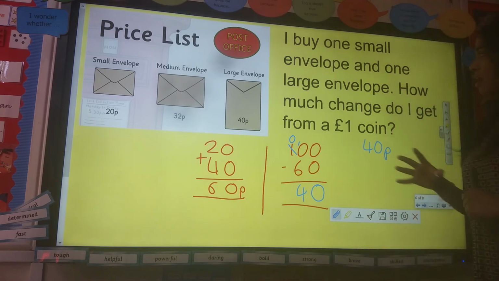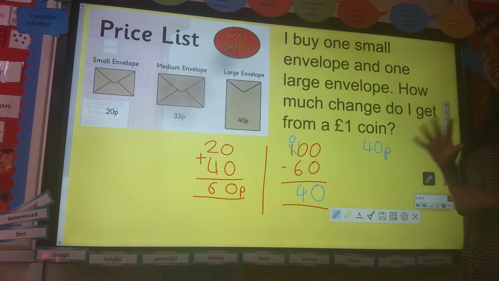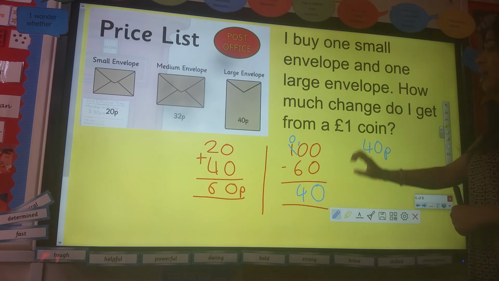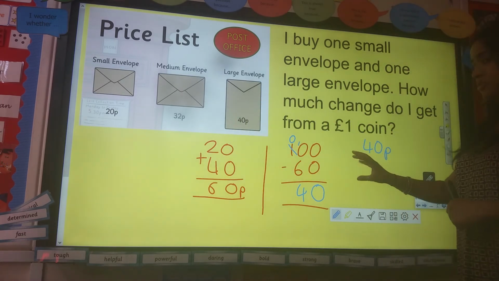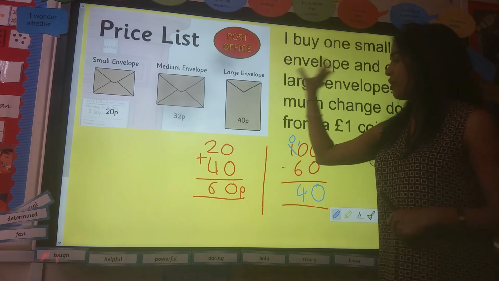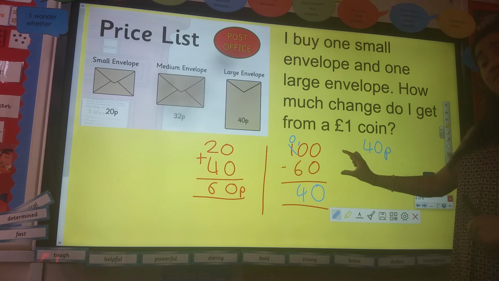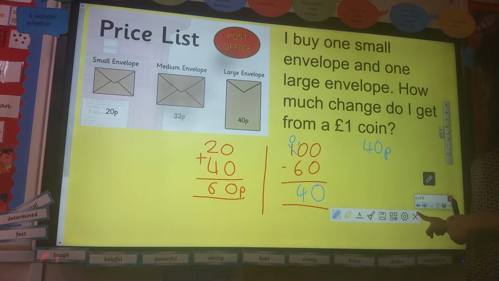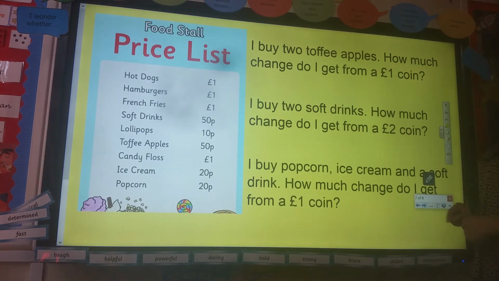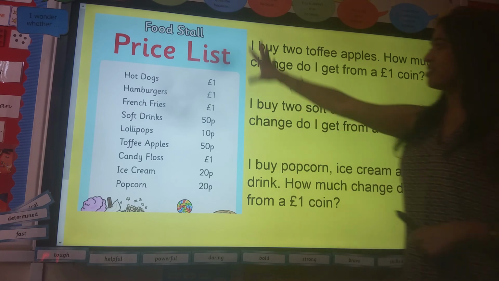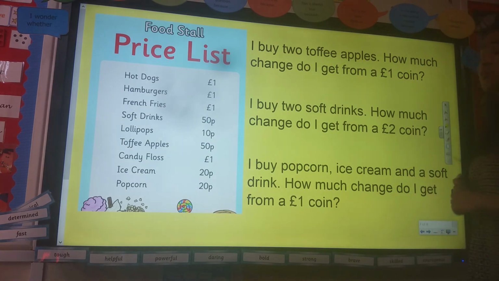So these types of questions, even though when we're thinking about change, we're thinking about subtraction, they require 2 steps, okay? And it's up to you to read the question carefully and make sure that when you're calculating the change, so how much is left over, we're thinking about subtraction, okay? So on that note, I'm going to leave you with some questions that I want you to have a go at. So using this price list, here are some questions where you need to calculate the change for yourself.